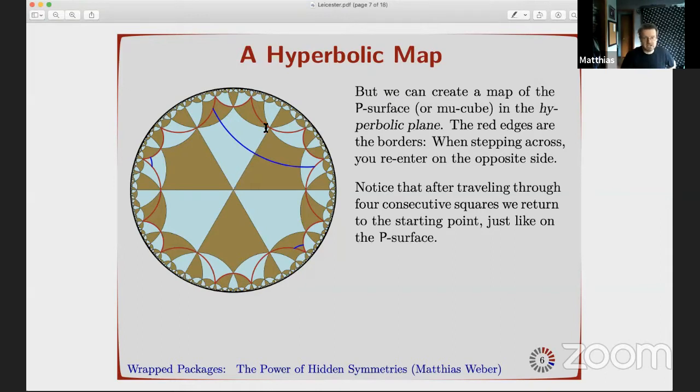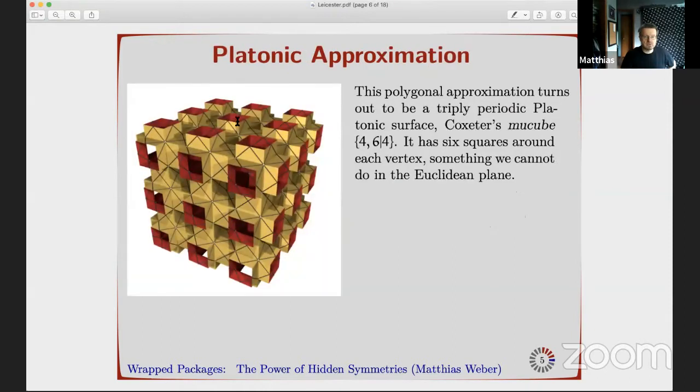So this edge is the same length as that edge, the same as that, the same as that. All these tiny little edges have all the same hyperbolic length, and all the angles are 60 degrees everywhere. So this is, in the hyperbolic plane, a map of a region that's tiled by squares, but special squares, squares with 60 degree angles. And what you see here is a map of the surface that I showed you here.